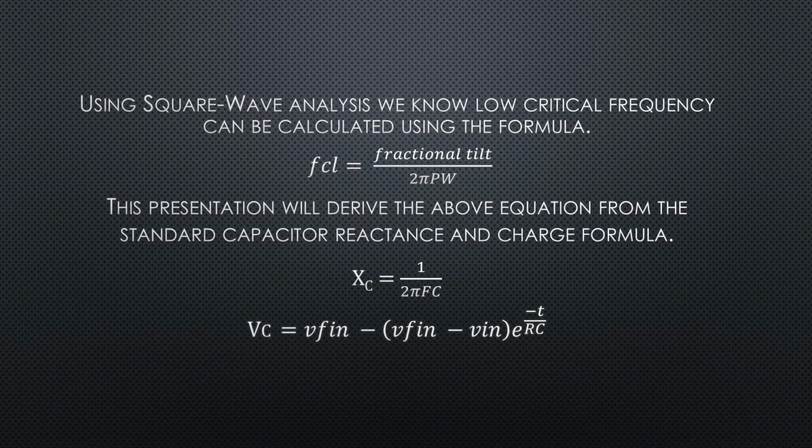So here's our square wave analysis formula for calculating the critical low cutoff frequency. And that formula is fractional tilt divided by 2 pi pulse width. And we're going to use the X sub C, the capacitive reactance formula, and the capacitor voltage charge formula to derive that formula.